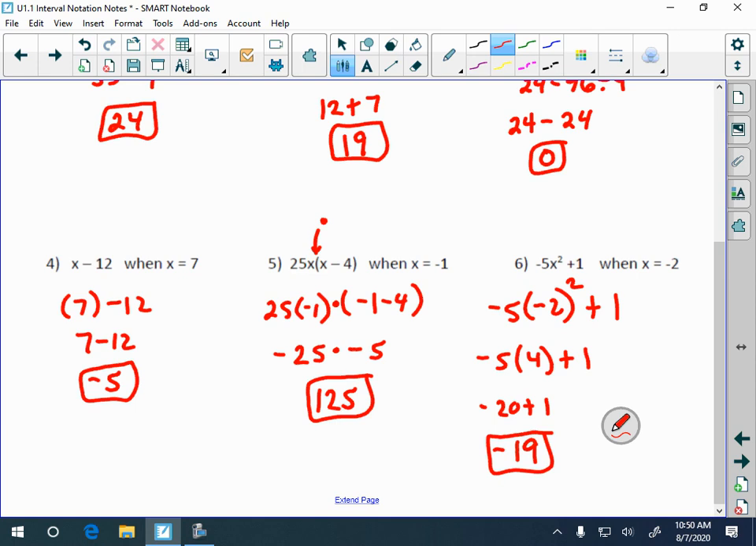Okay, so it helps to show the steps rather than just trying to do it in your head real quick. All right, and that's all we're going to do for today. So good luck.